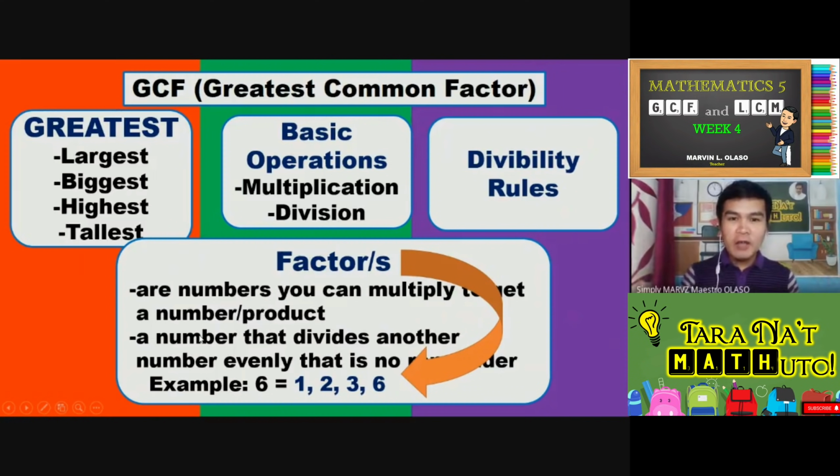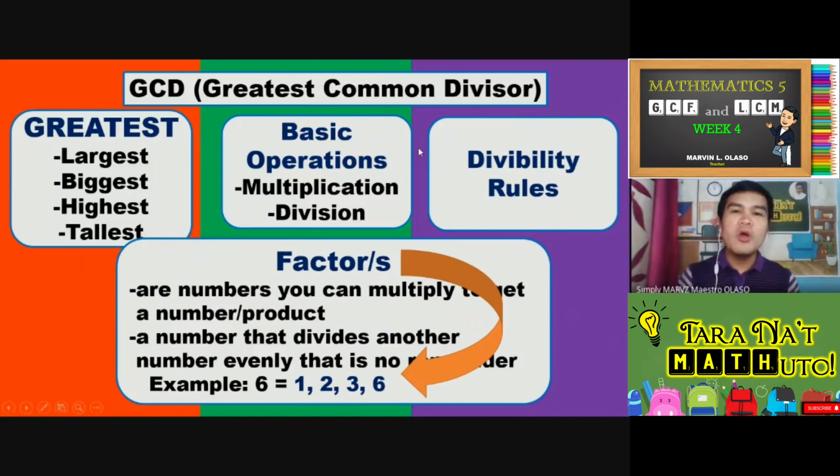So kapag tinanong ka, what are the factors of 6? We have 1, 2, 3, and 6. Or pag minultiply natin yung 1 times 6, di ba? Ang sagot naman natin ay 6. 2 times 3, we have 6. So these are the factors. Sometimes, tinatawag din yung GCF na GCD. Ang ibig sabihin, greatest common divisor.